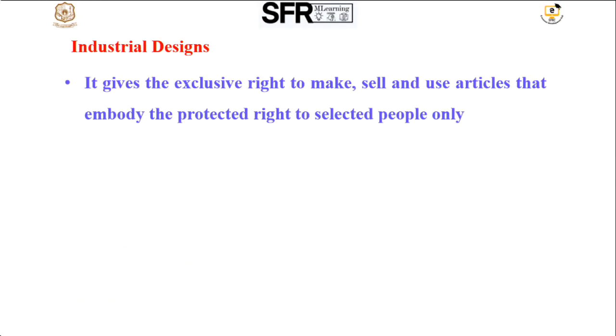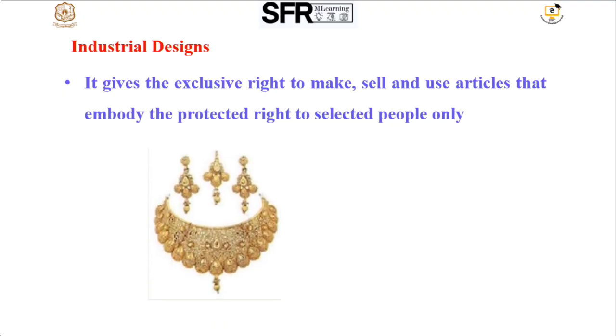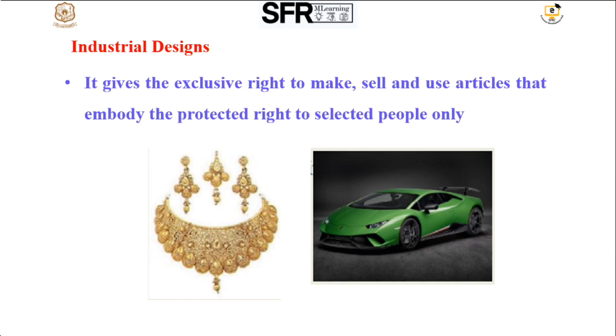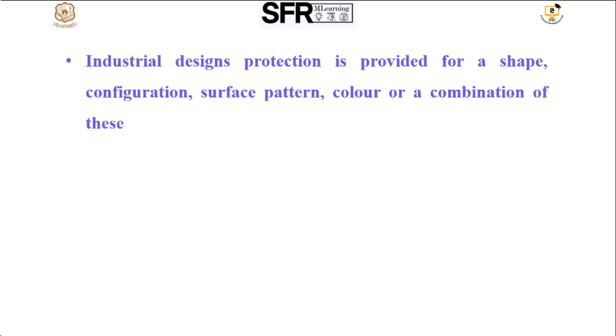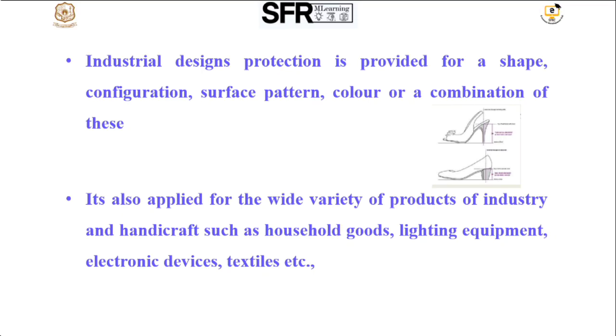And the final one is industrial design. It gives the exclusive right to make, sell and use the articles that embody the protected design, to selected people only. Industrial design protection is provided for the shape, configuration, surface pattern, color or a combination of these, and is applied to a wide variety of industrial products and handicrafts such as household goods, lighting equipment, electronic devices, textiles, etc.